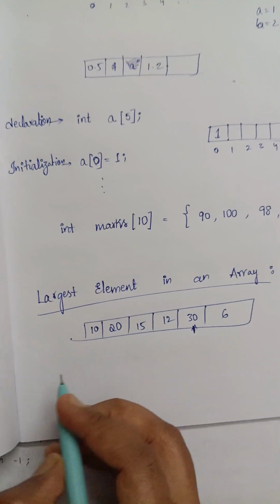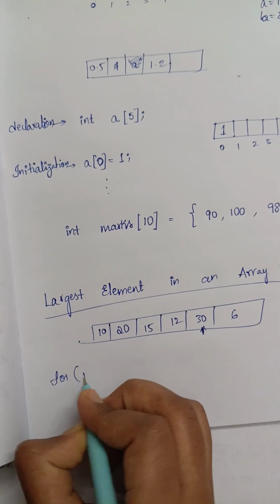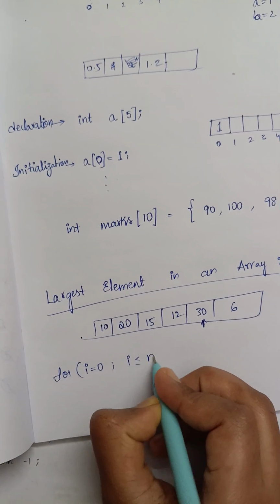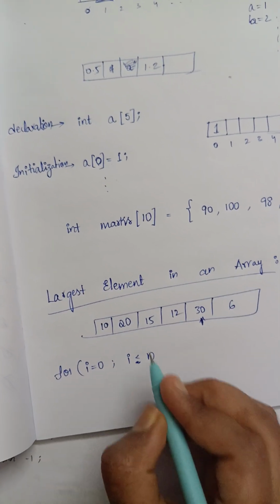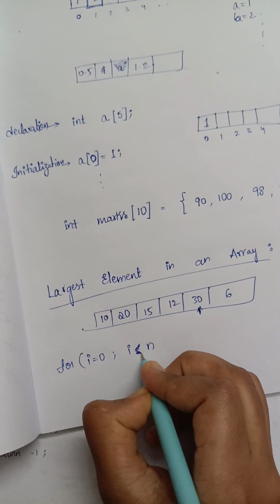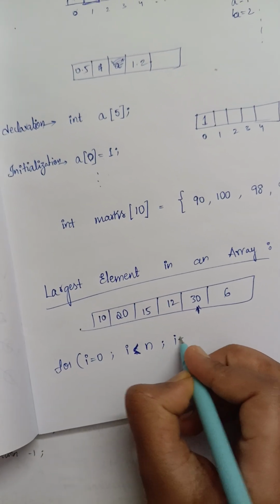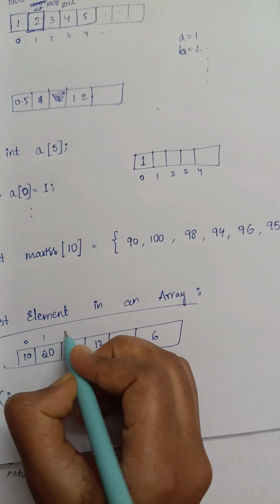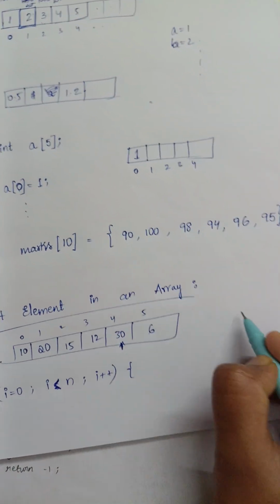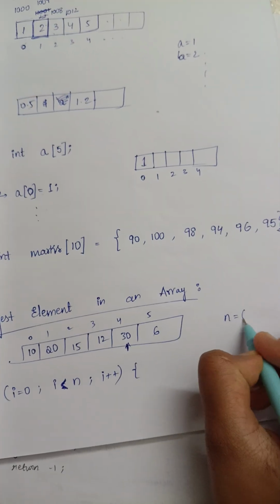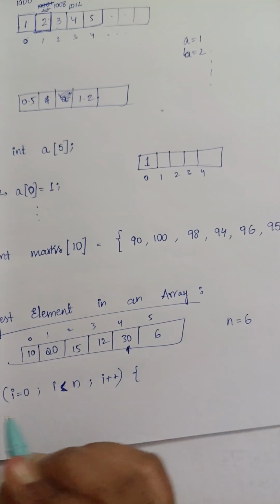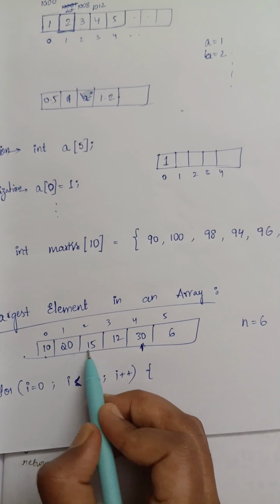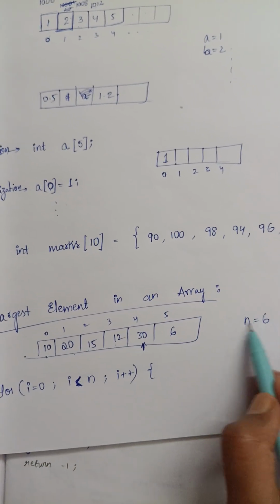We are going to use a for loop here. So for int i equals 0, i less than or equals to n, or we should take less than n, i plus plus. I will tell you why only less than n. Here the index will be like 0, 1, 2, 3, 4, 5. But the n value will be 6. N is nothing but how many elements are there. 1, 2, 3, 4, 5, 6 elements are there.